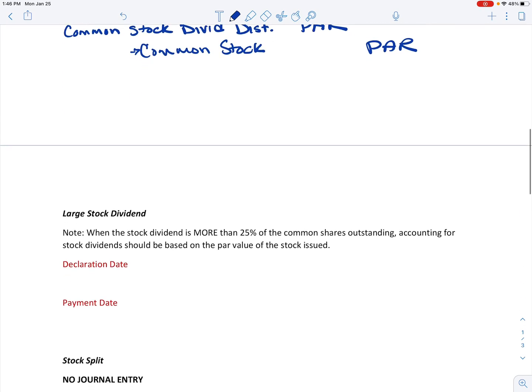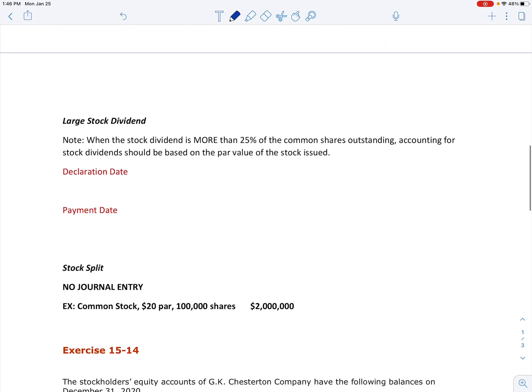What happens if it's a large stock dividend? A large stock dividend is identified as more than 25%, and then we record it at par value. Your book talks about this, comparing it to a stock split, but they call it like a split up. I think that's kind of confusing. Just look at it as a large stock dividend and know it's treated differently than a small stock dividend.